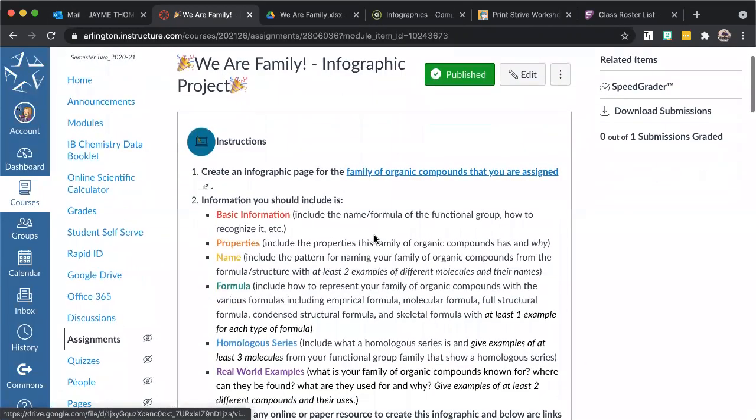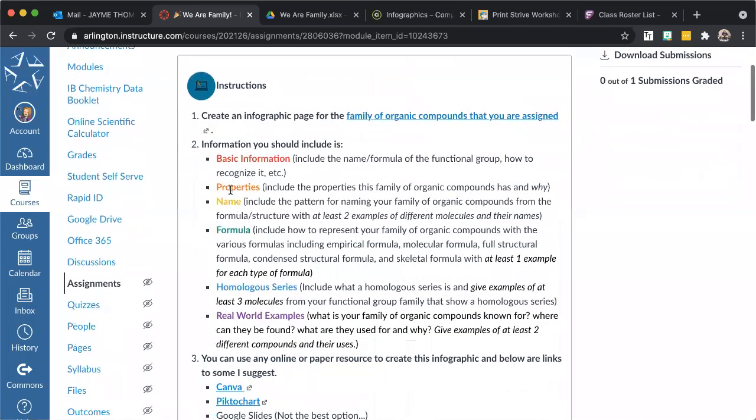This goes over what you should include. You want to include basic information. So what's the name? Obviously, if you have alcohols, you want to make sure that you have alcohol on it. What's the formula of the functional group? What are the elements that are involved in that functional group that make it that family or class? How would you recognize it?